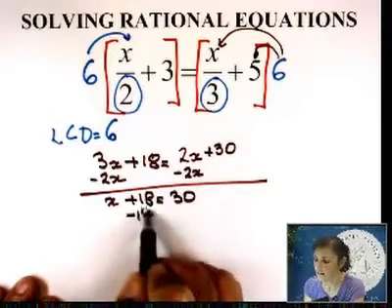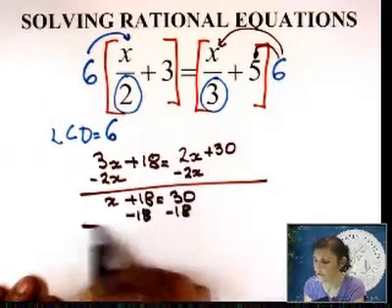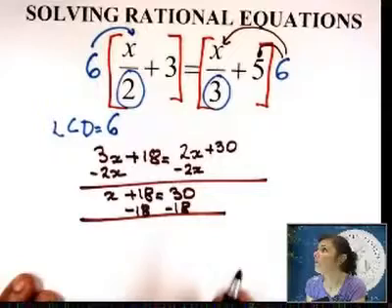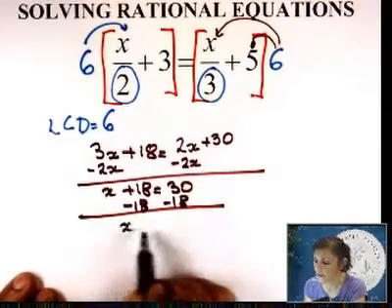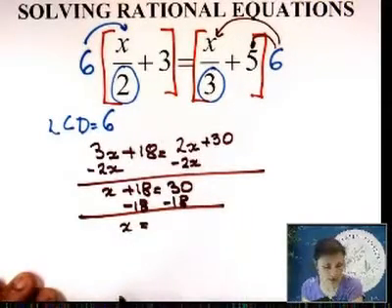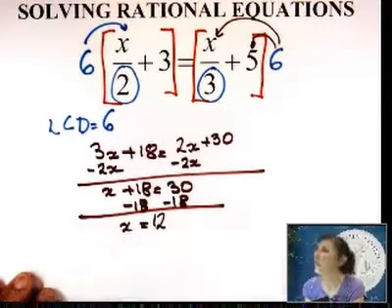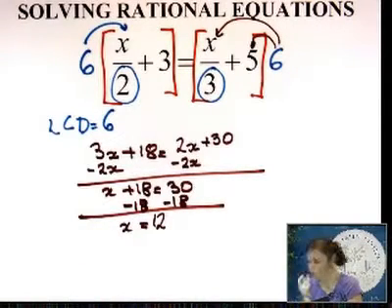Take out 18. You're going to have x on the left, 30 minus 18, that's 12. You can always check your equation to see if you did it right.